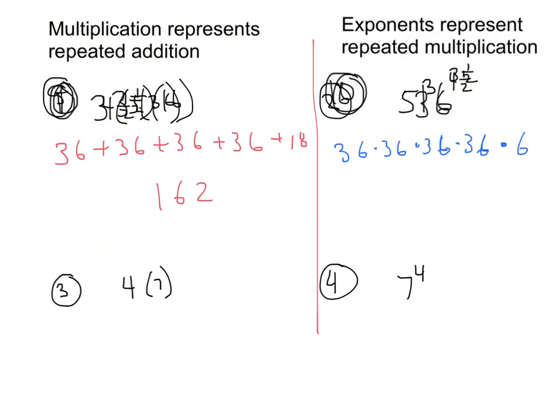So 36 to the 4.5 power is 4 36s that are multiplied, and then this half of a 36, half in terms of multiplication. And when you multiply this all together, this is why you need a calculator. This comes out to be 10,077,696.